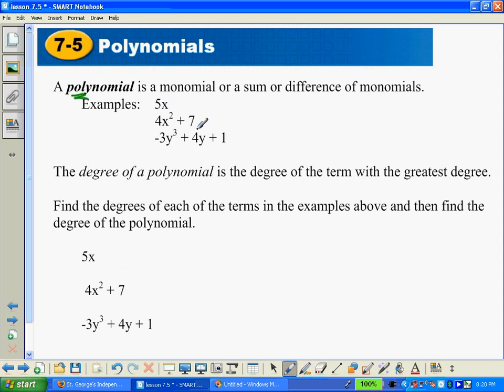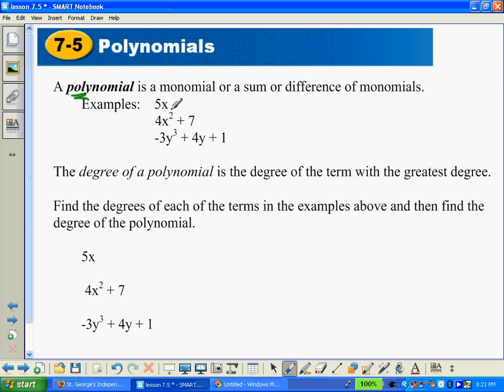In 5x, do you know what the coefficient is? The number in front of the variable is the coefficient, so 5 is the coefficient. The variable is x. In the second polynomial, 4x squared plus 7, what's the coefficient of this first term? It's 4. The second term is called a constant. Just a plain number is a constant.